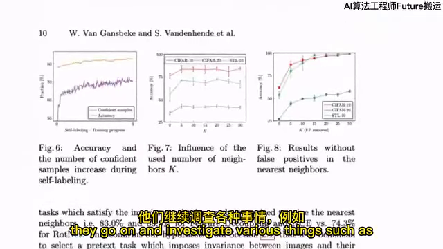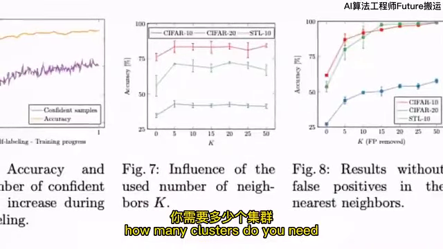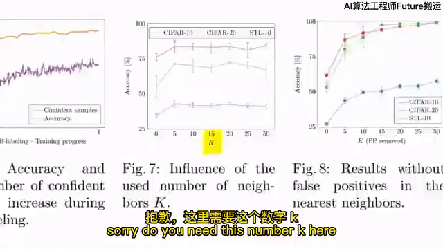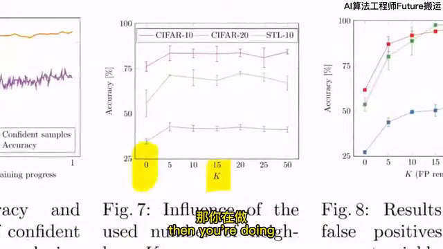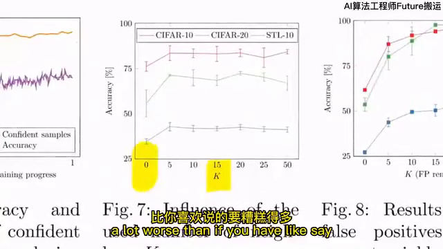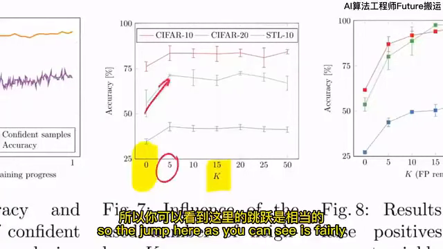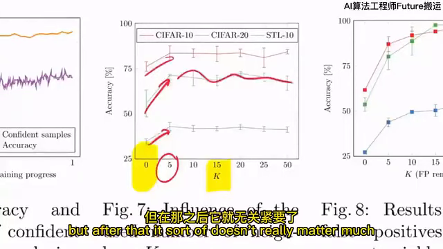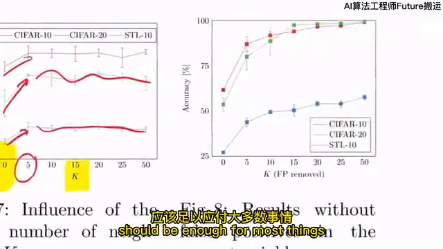They go on and investigate various things, such as how many clusters you need, or how many nearest neighbors you need, this number k here. And you can see that if you have 0 neighbors, then you're doing a lot worse than if you have, let's say, 5 nearest neighbors. So the jump here, as you can see, is fairly high in all the data sets. But after that, it doesn't really matter much. So it seems like 5 nearest neighbors should be enough for most things.